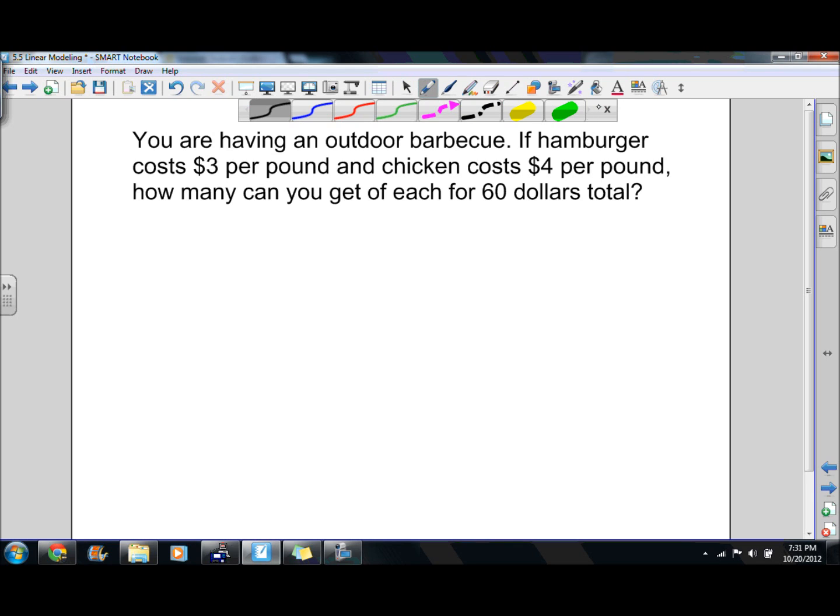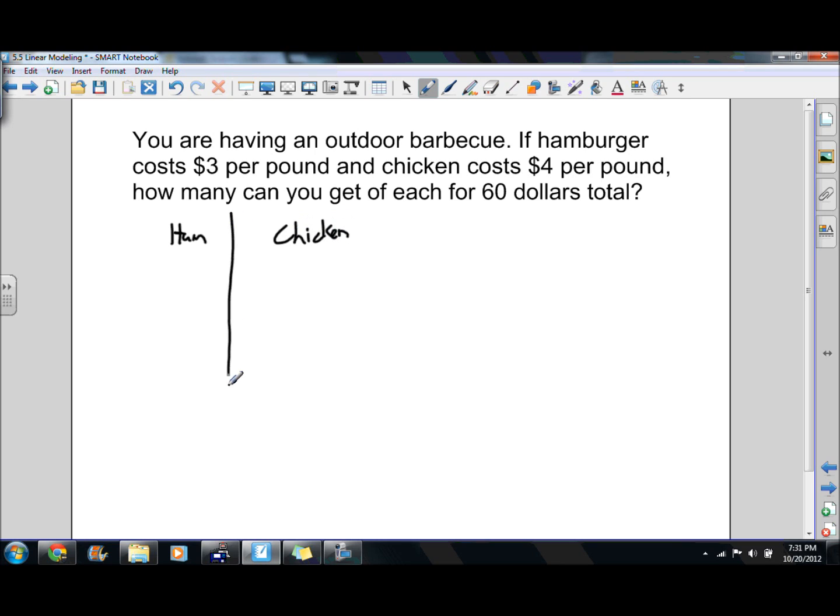Okay, but the idea is, you have hamburger here. Let's say you have chicken. You can spend a certain amount of money, but it needs to equal 60 total. So if you spent $30 on hamburger and $30 on chicken, you would add up to 60. So that would work. But if you spent $30 on hamburger and $40 on chicken, that does not work. So that's not an option.